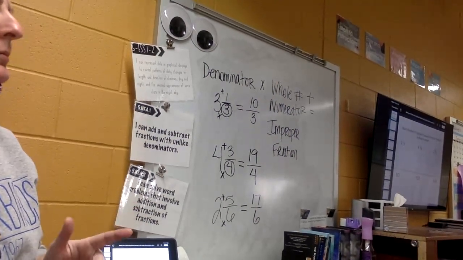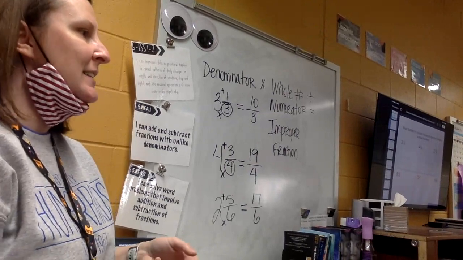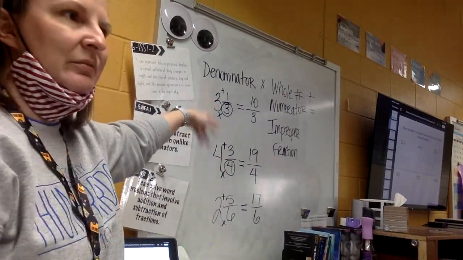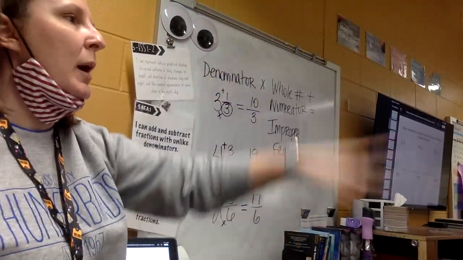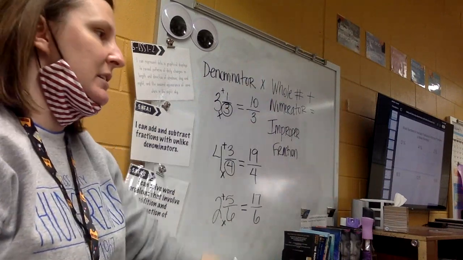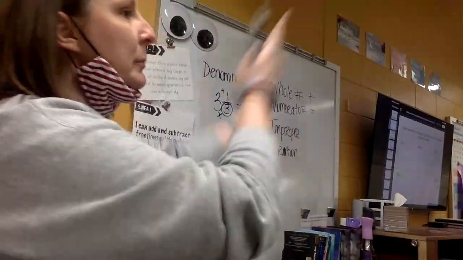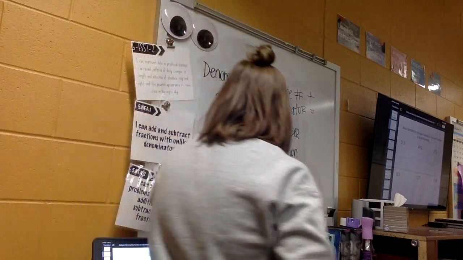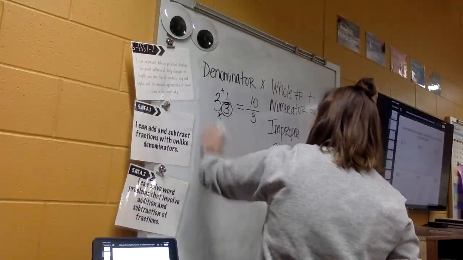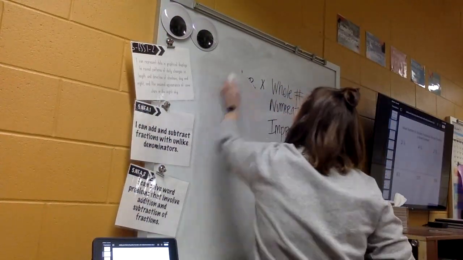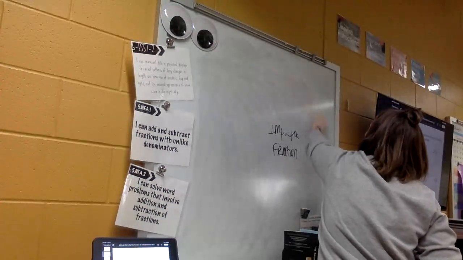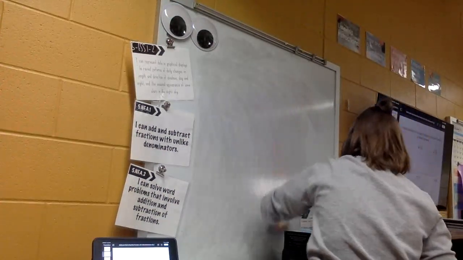Okay. One of your IXL assignments is this. Changing mixed numbers to improper fractions and improper fractions to mixed numbers. Okay, now we're going to flip it around. Now we're going to go improper to mixed number.